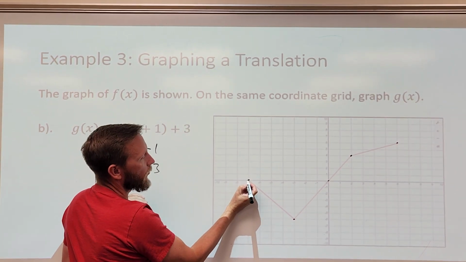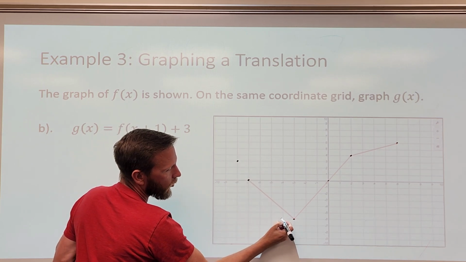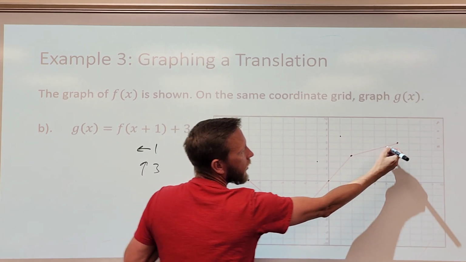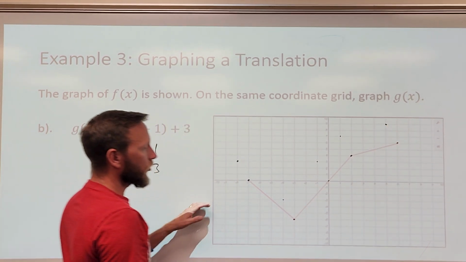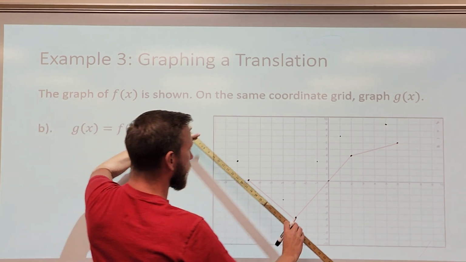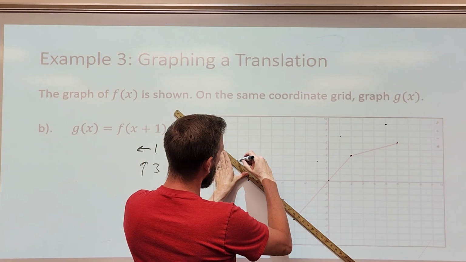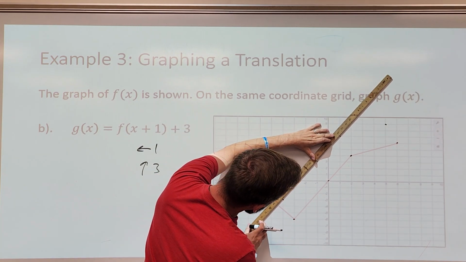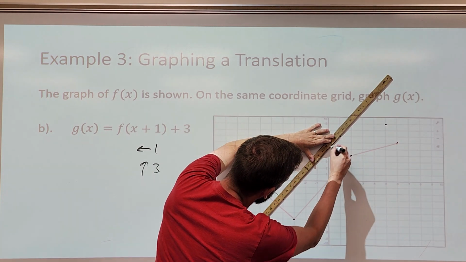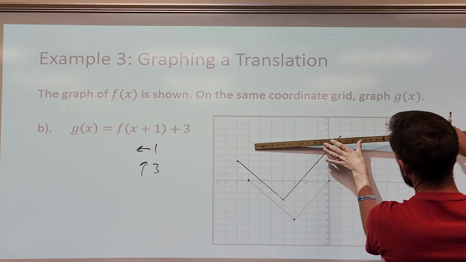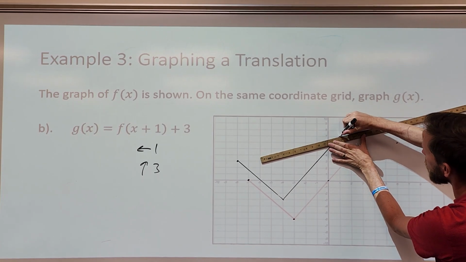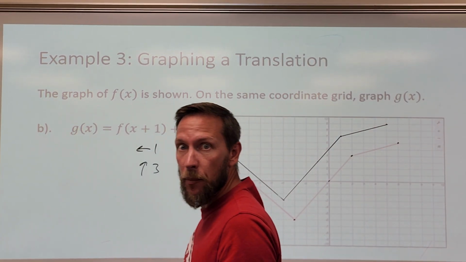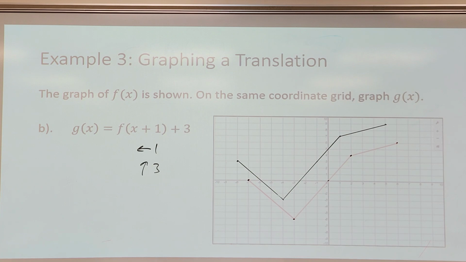We are going to go back 1, up 3, back 1, up 3, back 1, up 3, back 1, up 3, back 1, up 3. All of those dots are going to move. And now when we connect those dots, we will have a graph that is back 1 and up 3. You'll notice that I used the point from the origin on there. I didn't need to do that, but I wanted to. And now we have made this picture, which is the same picture, it's just moved back 1, up 3.